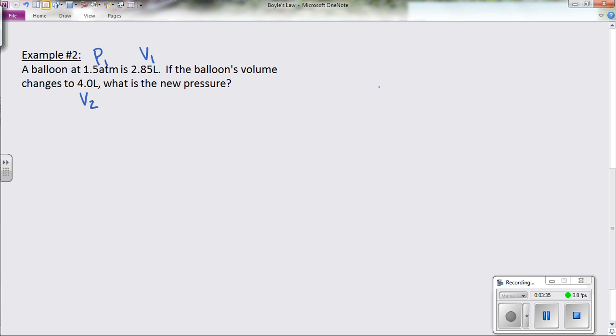So let's make our observation and our prediction. We know that the volume in this instance goes from 2.85 to 4, so it is increasing, which means that we can predict that our pressure will be decreasing. So let's write our equation. P1 V1 equals P2 V2. Use it like a checklist. Fill in what you know.